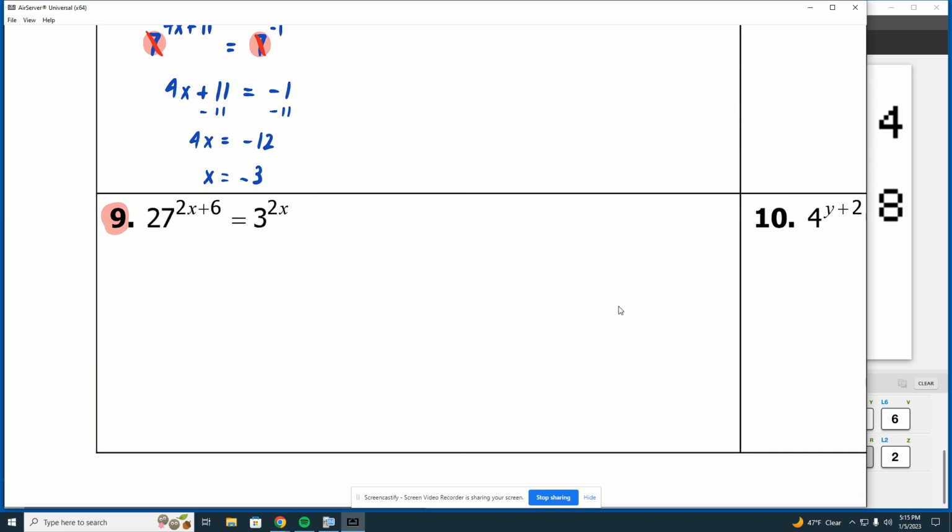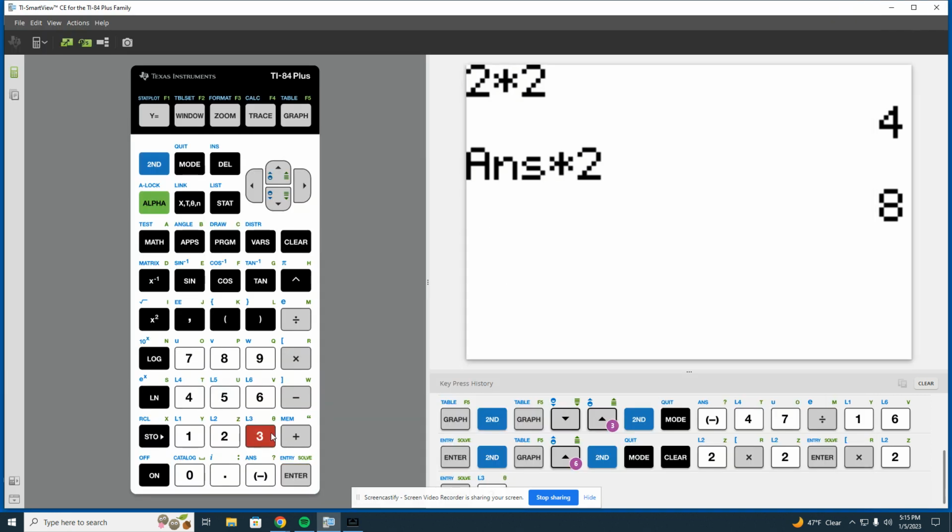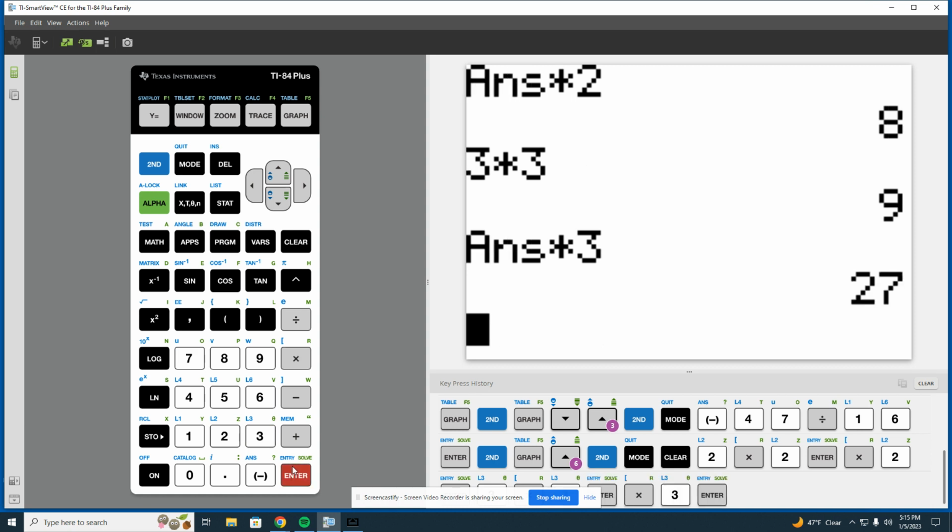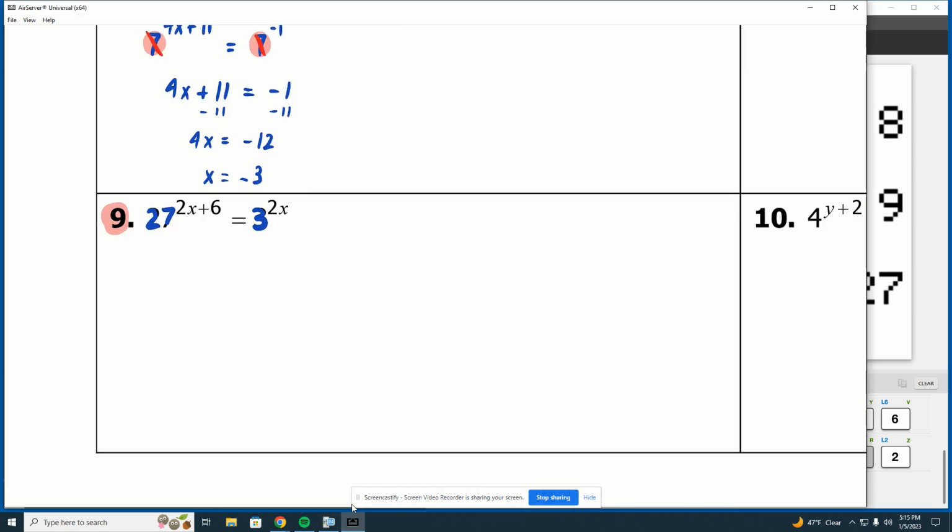Number 9, I have a base of 27, and I have a base of 3. So 3 is my smallest one. So my mindset is, can I make 27 have a base of 3? Well, let's go see. 3 times 3 is 9. That's not it. Times 3, 27. So 1, 2, 3. 3 to the third power gives me 27. Now don't forget, what was already here in the exponent spot? 2x plus 6. That can't just disappear.